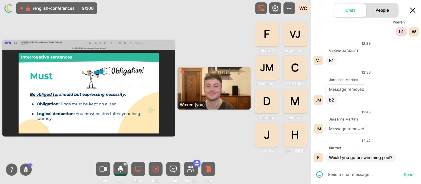Must. This one here simply means you are obliged to do something, or something is a necessity. It's like should, but stronger in regards to necessity. Obligation: dogs must be kept on a lead. For example, in the workplace, you could also say, I must wear a uniform, or I must wear a suit. I must dress professionally at work. To use a negative, I mustn't smoke, or you mustn't smoke in the building.